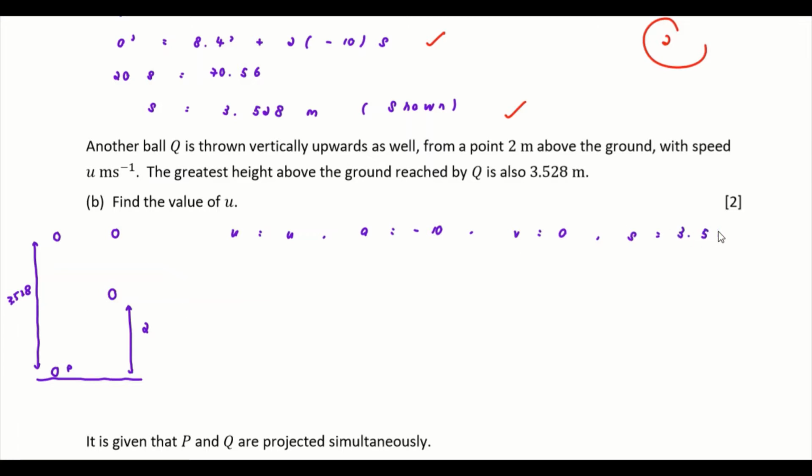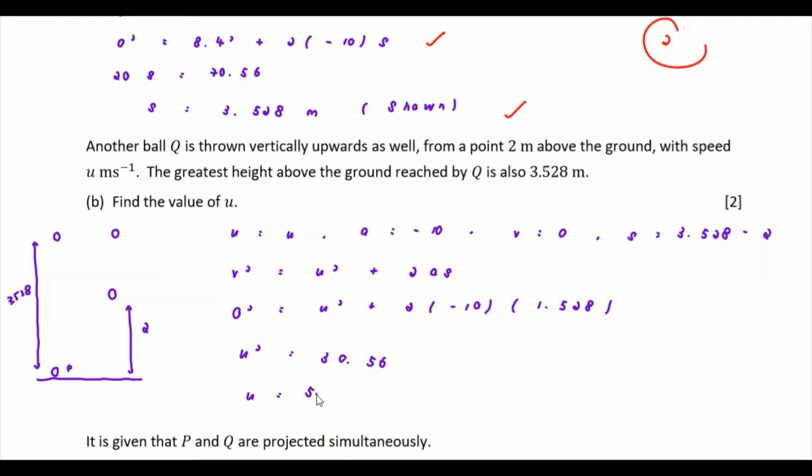Okay, then from here we can rewrite it. So v squared equals u squared plus 2as also, but it's just that we need to find our u now. So 0 squared equals u squared plus 2a, then our s is 3.528 minus 2, which gives us 1.528. Okay, so from here we can get that u squared is actually equal to 30.56, which our u is equal to 5.528.